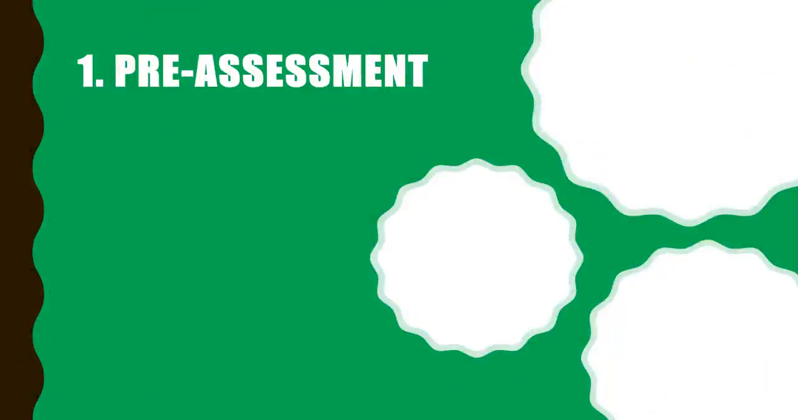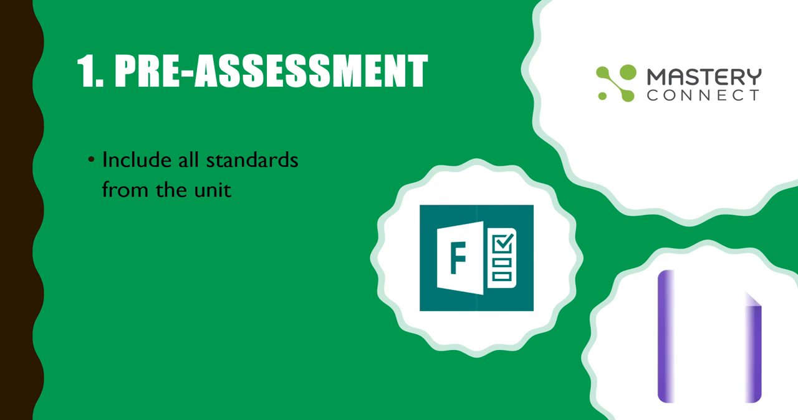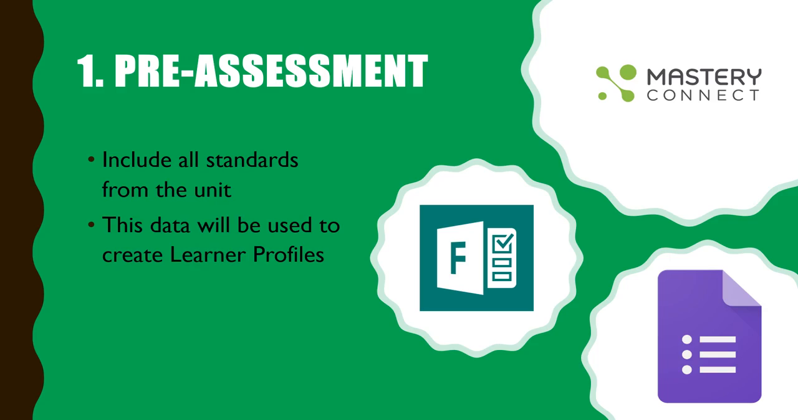The first stage of this cycle is the pre-assessment. We must be able to find out what student strengths and weaknesses are. For the pre-assessment, we'll include all standards from the unit. Some tools that can be useful for this are Mastery Connect, Microsoft Forms, and Google Forms. The data from the pre-assessment will be used to create learner profiles.